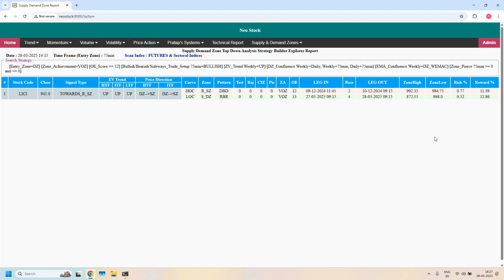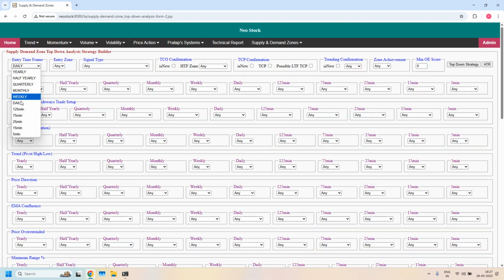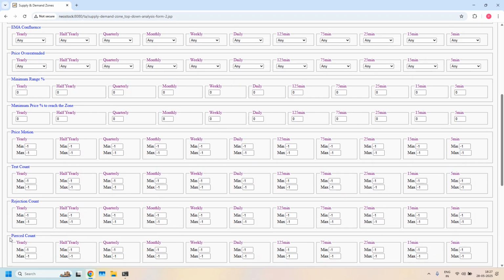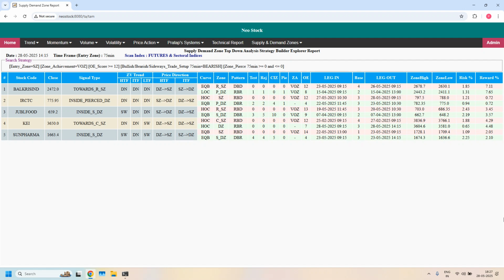Okay, this is the bullish trade setup for weekly income trade. Next, the bearish trade setup for weekly income trade. Entry time frame 75 minutes, entry zone supply zone, bullish or bearish at 75 minutes. I am selecting bearish. Zone achievement VOZ, minimum order enhancer score 12, and the 75 minute supply zone should not be pierced. So at the pierced count, 75 minutes, minimum value 0, maximum value 0. With these filters, we got 5 stocks.